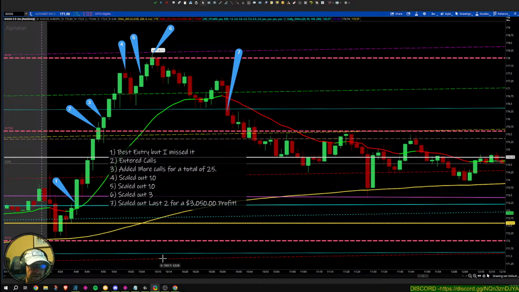I was above my 20. I was above my 200 daily SMA. I moved above the 20 EMA, which is everything I want. I moved above two long LRC levels. Pink would indicate a downtrend linear regression channel.